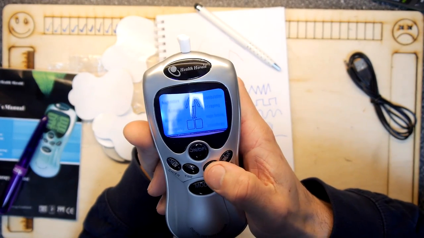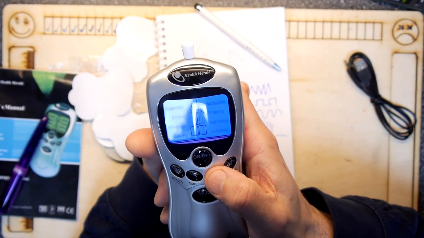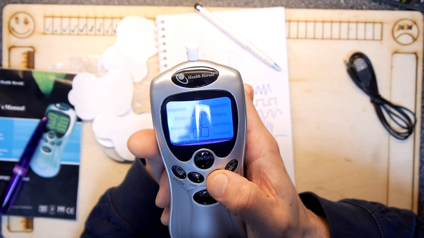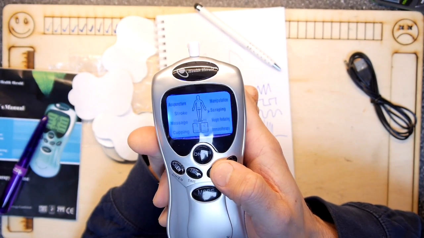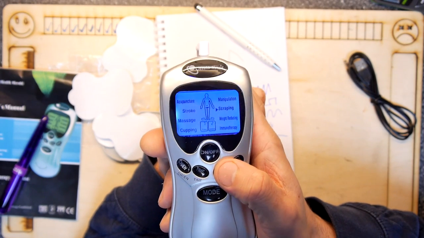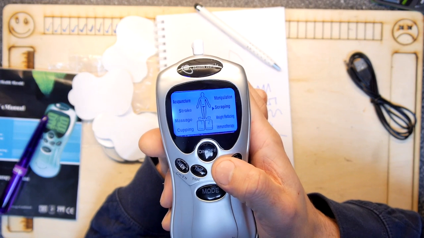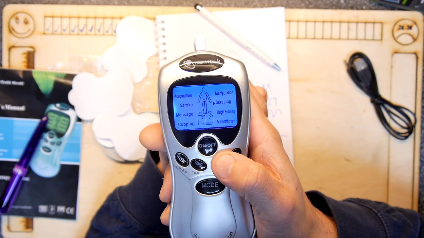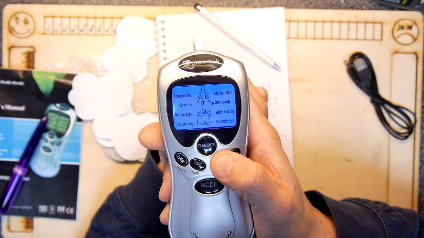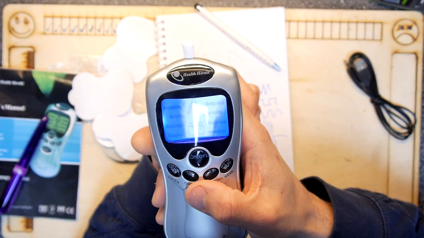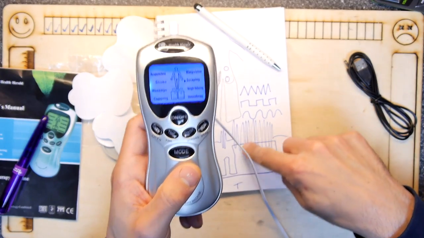Scraping. Scraping's weird, isn't it? Fancy a bit of a scraping. Going to put it to two now. We know what two does. So one is pretty much nothing, but jumps to two, that's going to spam you. I can hear from the unit though, it sounds like it's a higher frequency. Definitely feels different. It's playing at a different frequency.